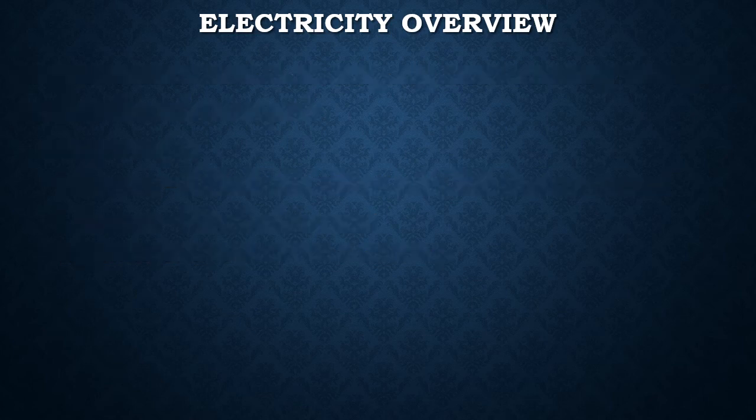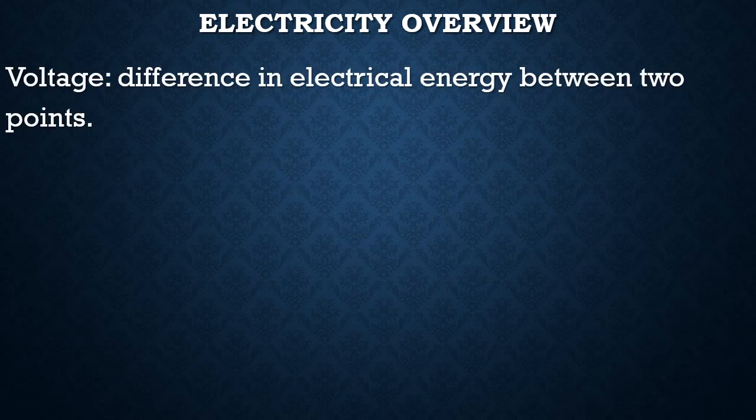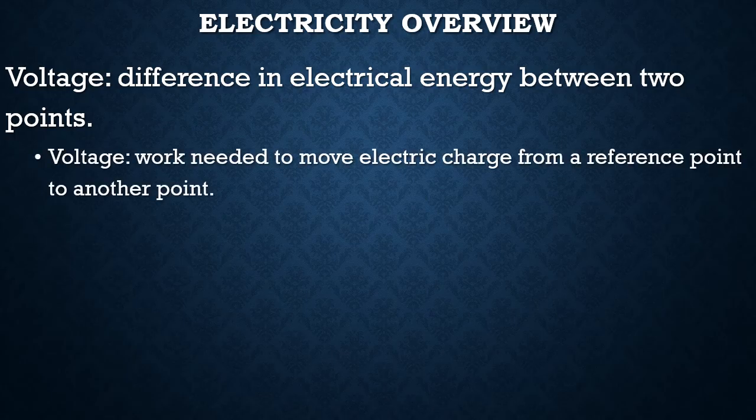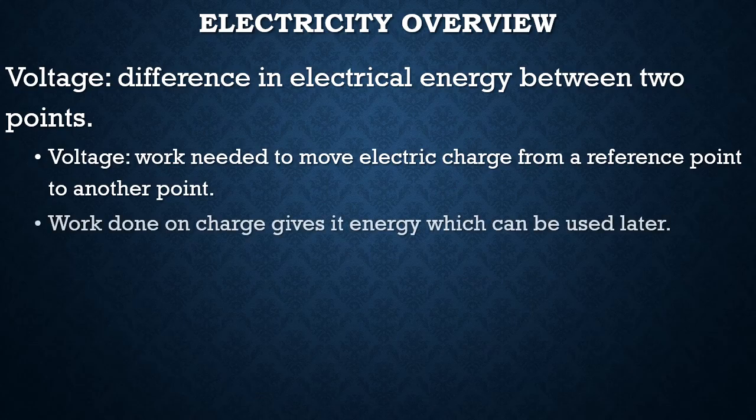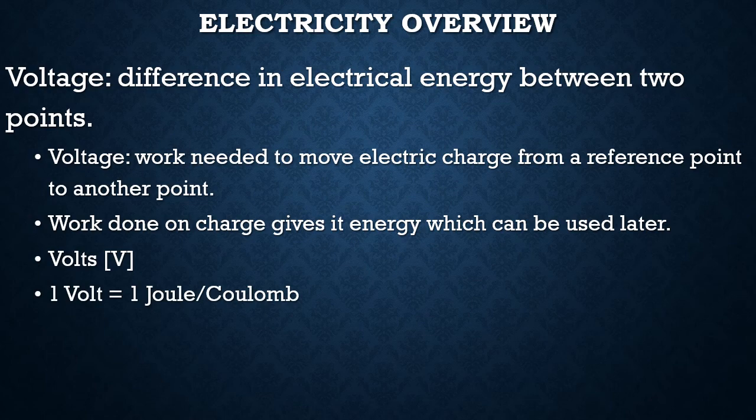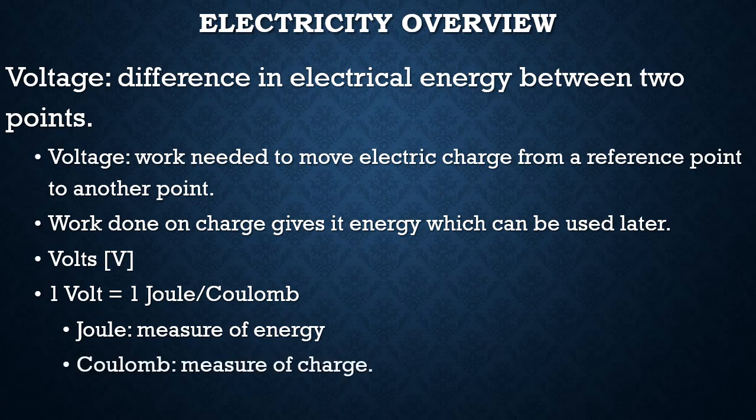So that's current. Now let's consider voltage. Voltage is the difference in electrical energy between two given locations. It's the work needed to move electric charge from one point to another. When work is done on the charge, it adds energy that can be used later. It's measured in volts. 1 volt is equal to 1 joule, a measure of energy, per coulomb, a measure of charge.